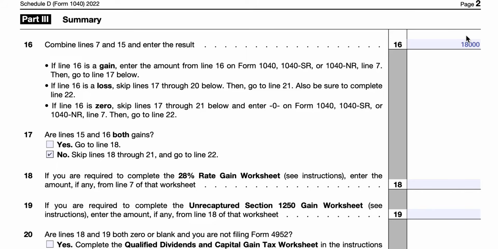So that's all we have for Schedule D. It's actually fairly straightforward. There's a lot of work that happens off the page, off of the schedule, in the form of one of the various worksheets that will calculate your taxes based on the asset type that you're holding.